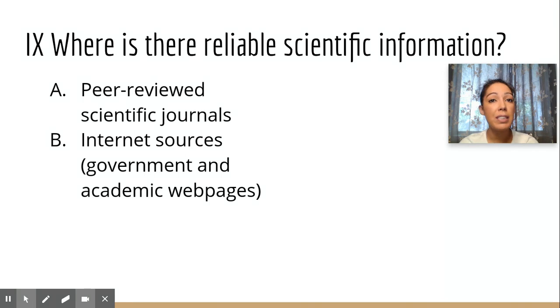Other places that you can go are sometimes internet sources like government and academic web pages. But even then, some of these government and academic web pages can be published by students or they can be biased, is what I want to say here.